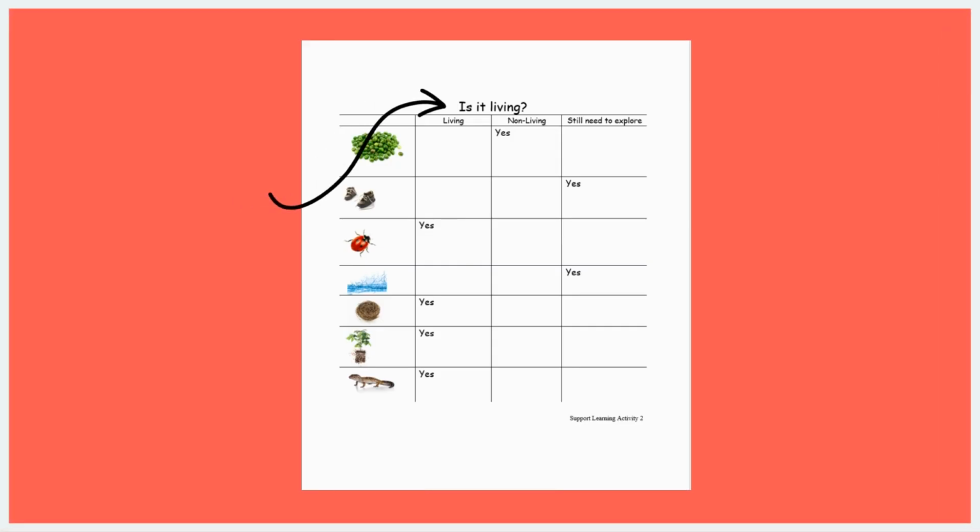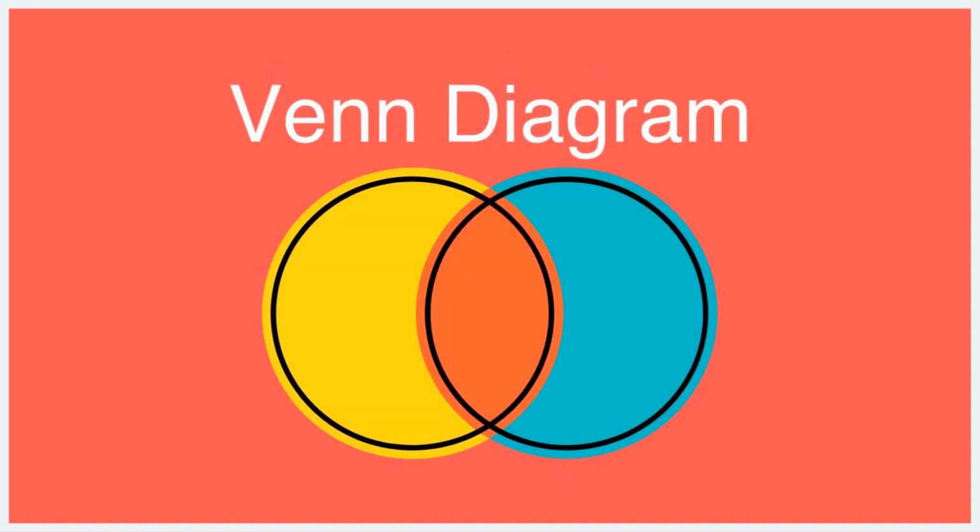Before Part 2, prepare the prediction panel by writing the learning activity question, "Is it living?" at the top. Below the question, create a chart with 7 rows and 4 columns. On the left side of each row, attach the image of your living and non-living items. Next, label column 1 as living, column 2 as non-living, and column 3 as still need to explore. Older preschool children can also create a Venn diagram or 2 large overlapping circles to represent class predictions.